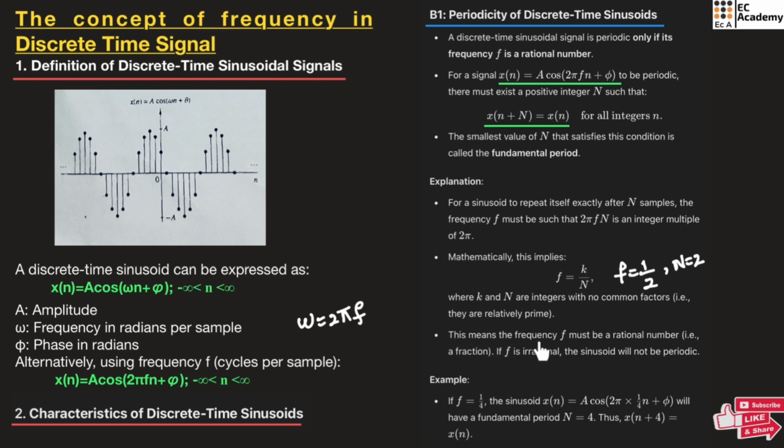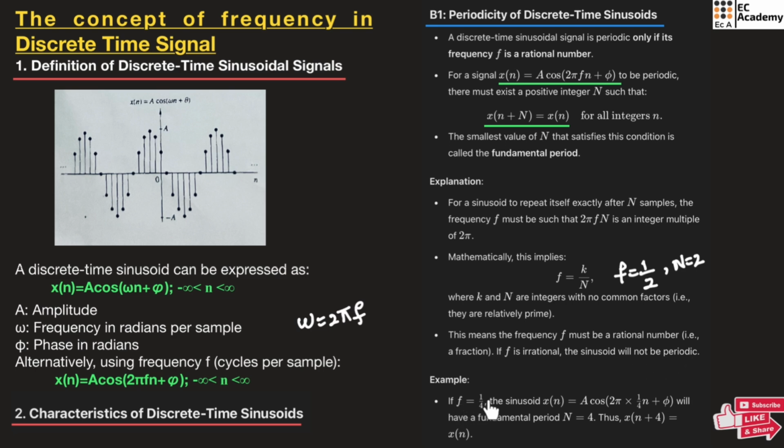So this means the frequency f must be a rational number, that is a fraction. If f is irrational, the sinusoidal signal will not be periodic. So f must be a rational number for a signal to be periodic. If f is irrational, then the sinusoidal signal will be non-periodic.